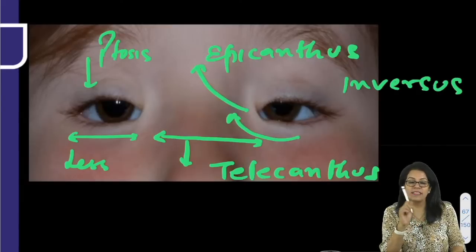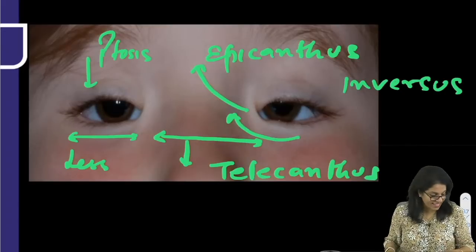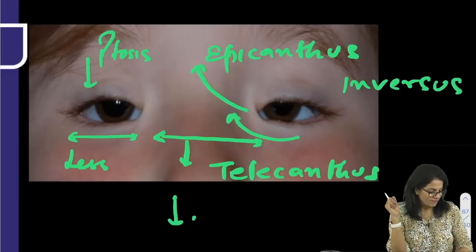In telecanthus, the interpupillary distance is normal. Hypertelorism is a bony defect, and the interpupillary distance is more. So here this is telecanthus. Tell me the name of the syndrome here, all of you. Now you are tired, huh? Quickly, tell me the name of the syndrome.